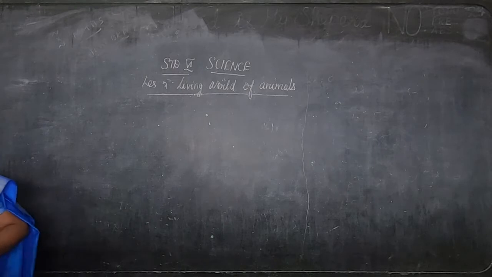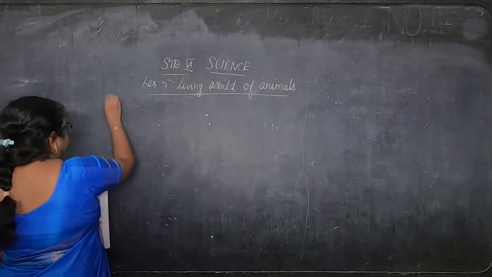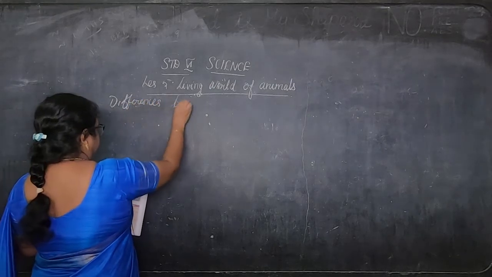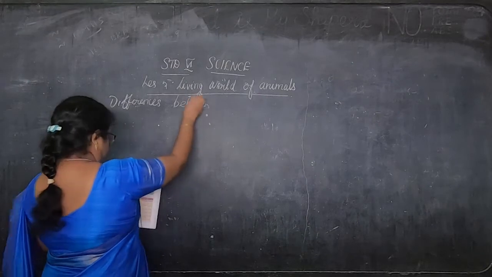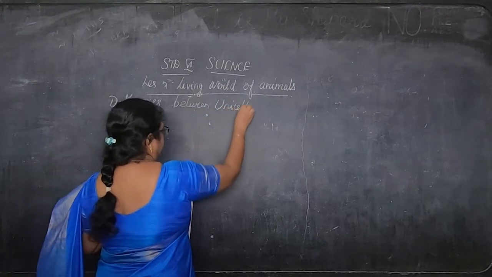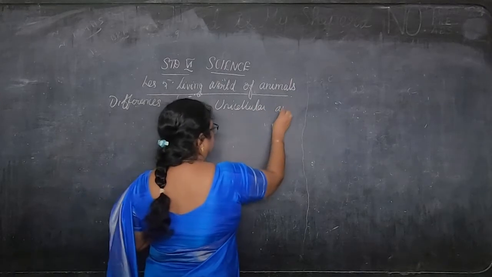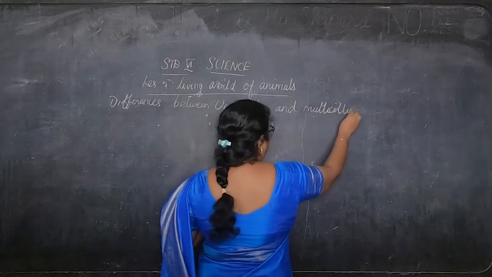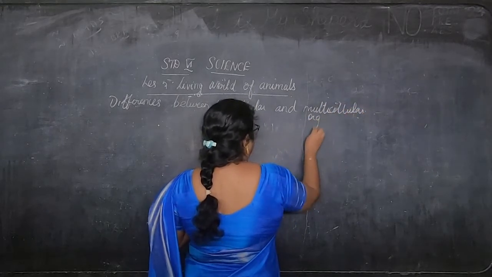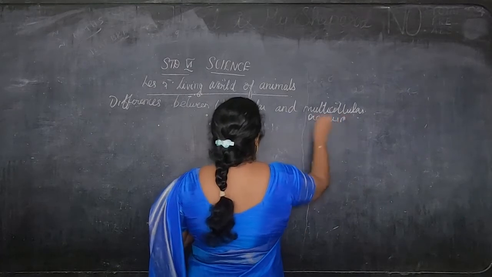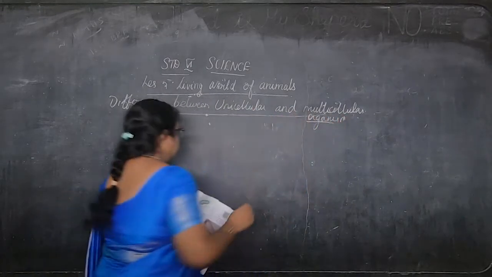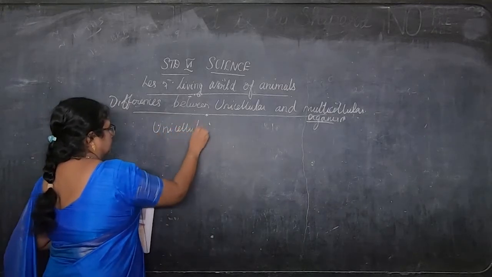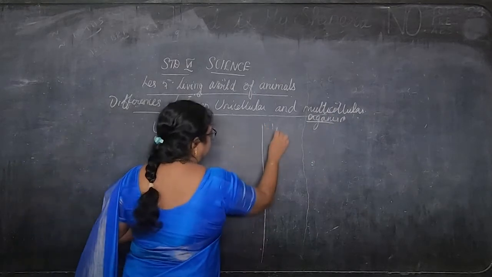Those who don't have the notebook can take down in your notebook, children. Now I'm going to say the differences between unicellular and multicellular organism. Okay, children, I'm going to say the differences now. So those who don't have the book, you can take down in your notebook, and those who have the book, take page number 77. Now first we are going to see the unicellular and the multicellular differences.